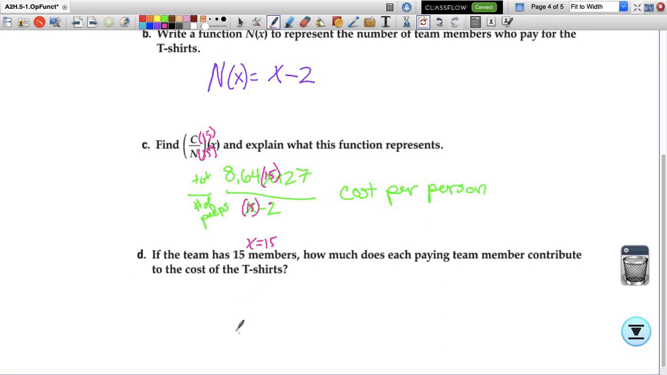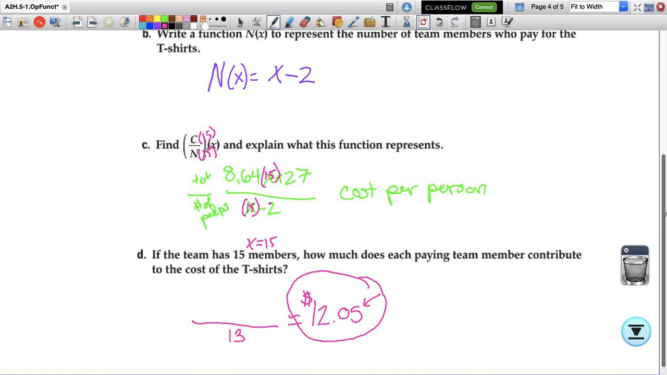Okay. So my denominator, I'm going to start with first, 15 minus 2. Well, that's super nice. It's 13. 8.64 times 15. I'm going to need my calculator for that. I'm going to get that, and then I'm going to press plus 27. And then I'm going to divide that plus 27 by 13. And I'm going to get 12.05. And I want to make sure if I had to round that I'm rounding to the nearest penny. So each person has to pay $12.05 to pay for their shirt and the cost of the two other shirts for the president and the vice president.